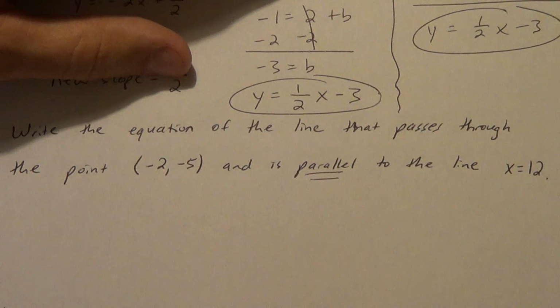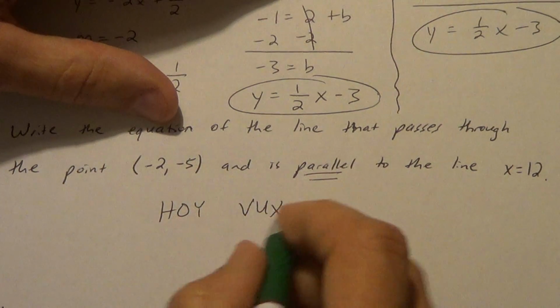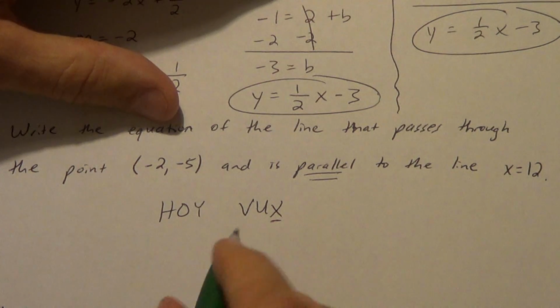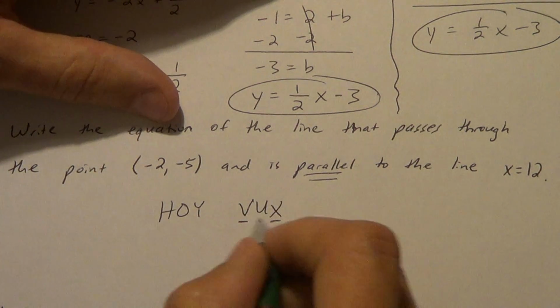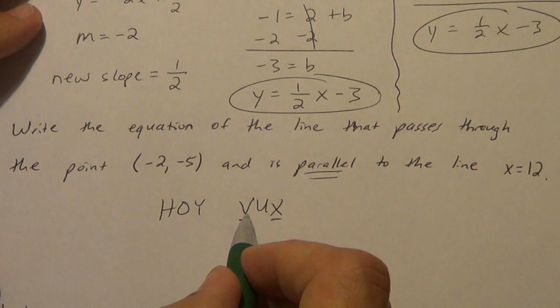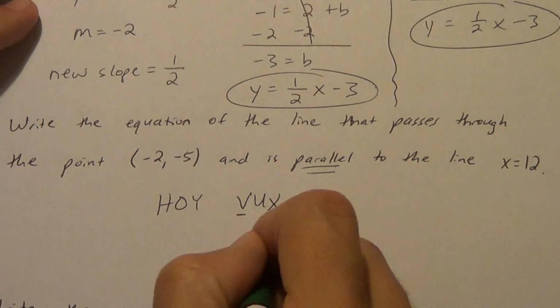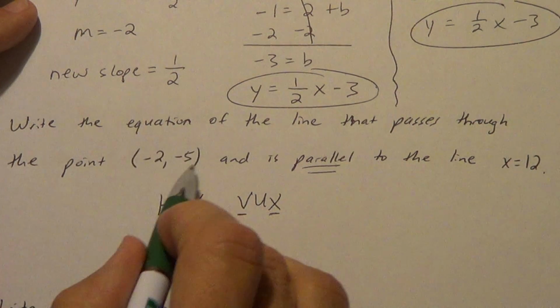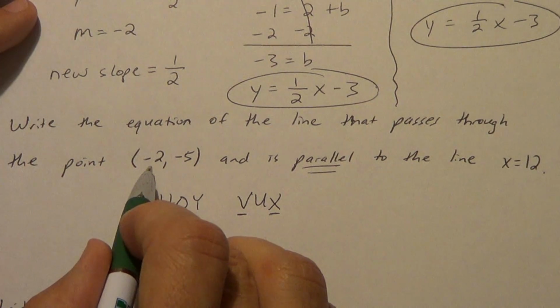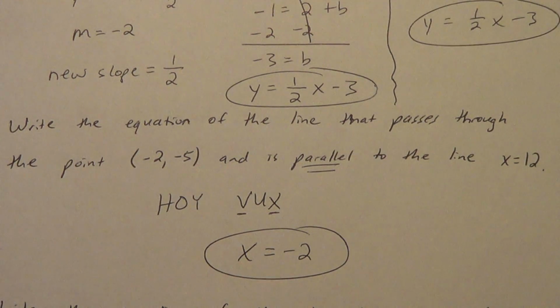It's parallel, and it's x equals 12. Remember Hoy and Vux from the other lessons? So this is an x, so it has to do with this one. It's a vertical line. What kind of lines are parallel to vertical lines? Well, other vertical lines. So I need a vertical line for my answer. Vertical lines are always x equals a number. So we're going to write x equals, and we look up here, and what does x equal? It says x equals -2. Done. I don't really have to show any work. I just got to think through it and write it down.